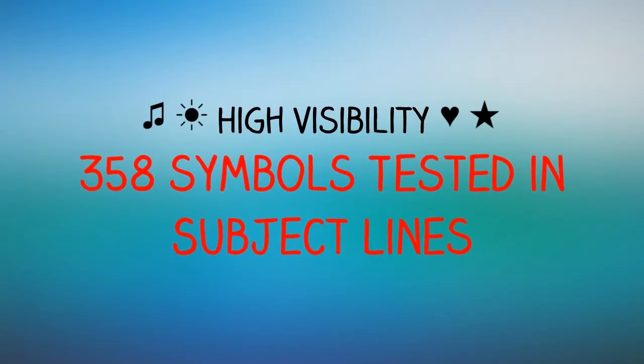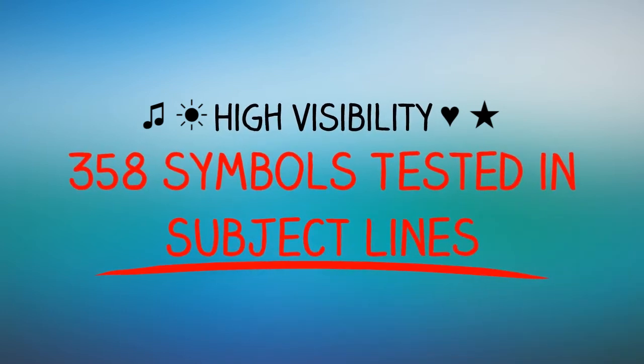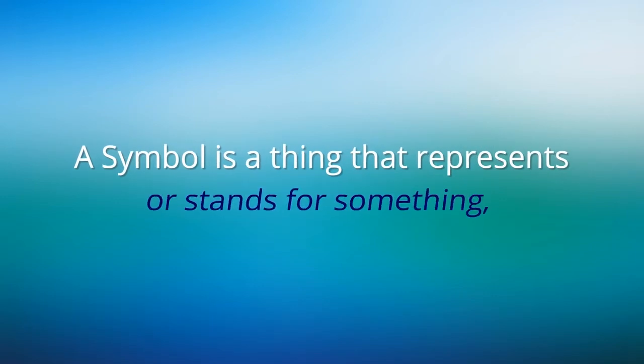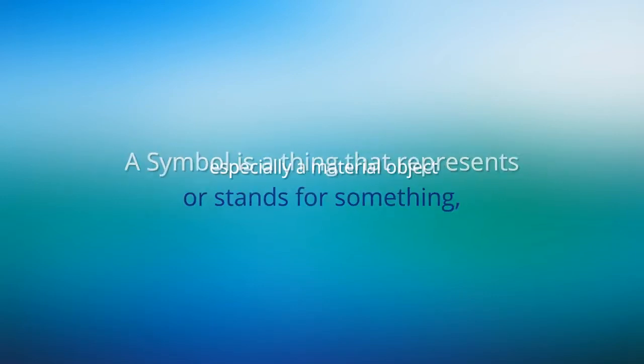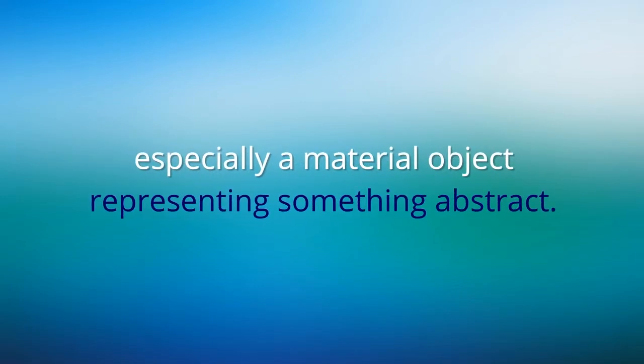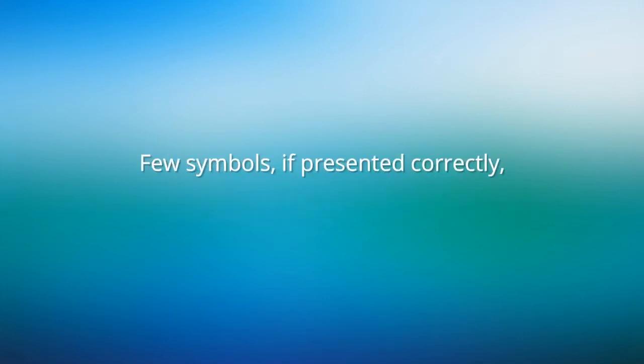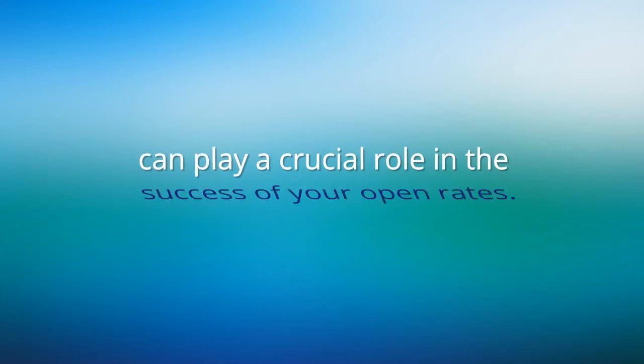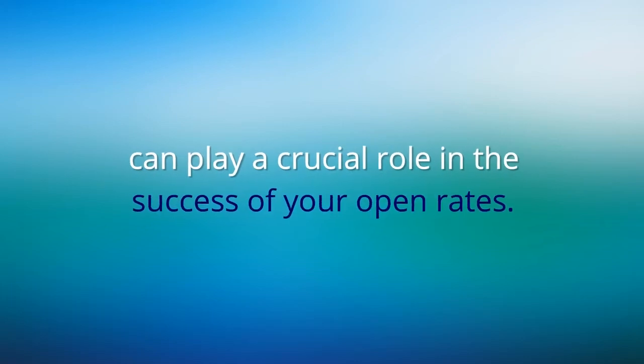High visibility. 358 symbols tested in subject lines. What is a symbol? A symbol is a thing that represents or stands for something, especially a material object representing something abstract. Few symbols, if presented correctly in the subject line of your email, can play a critical role in the success of your open rates.